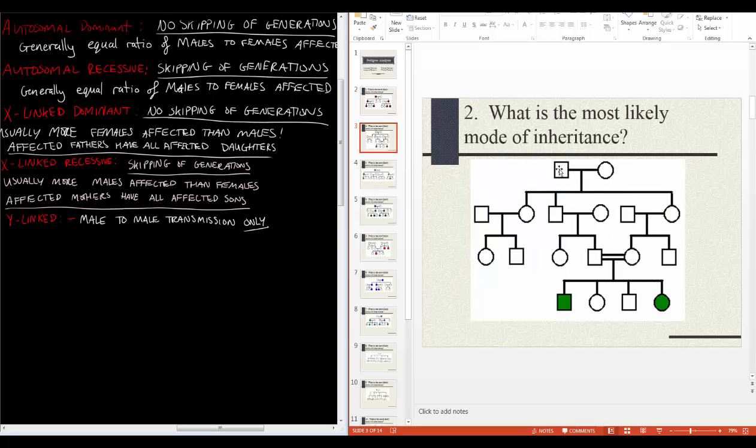With this one, instantly it's recessive. 50-50 ratio of males to females affected. It's recessive because of the skipping, right? It suddenly appears in this generation after never appearing beforehand. And so this is an autosomal recessive trait. That's an easy one.